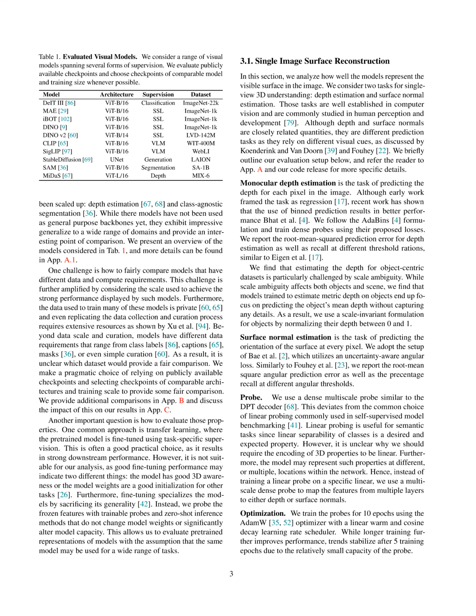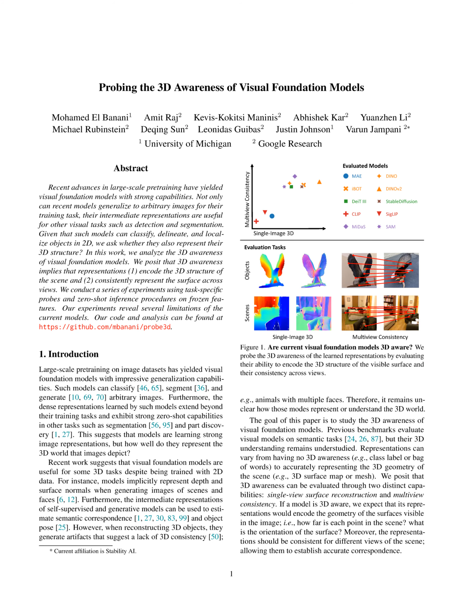Firstly, the models are probed using trainable probes and zero-shot inference methods to assess their frozen representations without altering the model weights significantly. This allows for the evaluation of how well the models encode the geometry of the visible surfaces, including depth and surface orientation. The models are then tested for consistency across different views of the same object or scene to determine if they can establish accurate correspondence between multiple images.